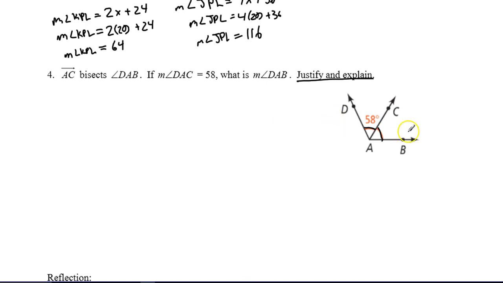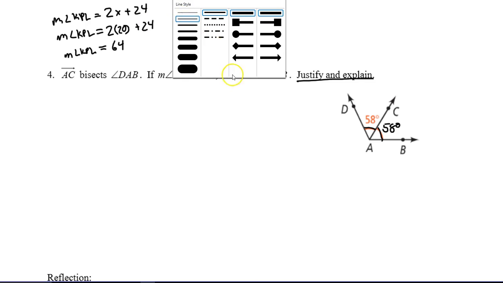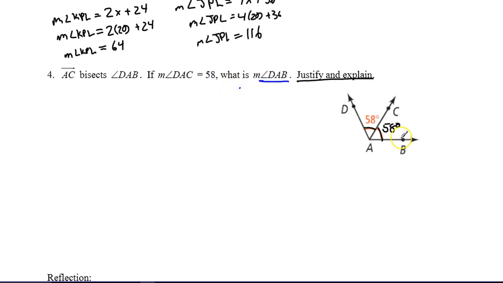Okay, well, let's just think about this and then we'll write it out. If we know that this is 58, we know that this angle here is going to also be 58. Now, we need to find the measure of angle DAB. So what is angle DAB? Well, that's that whole big angle right there. So if we added those two together, 58 and 58, what would we be left with? Well, we would be left with 116 degrees. Okay, now we know how to do that. Let's go about justifying that and explaining that.